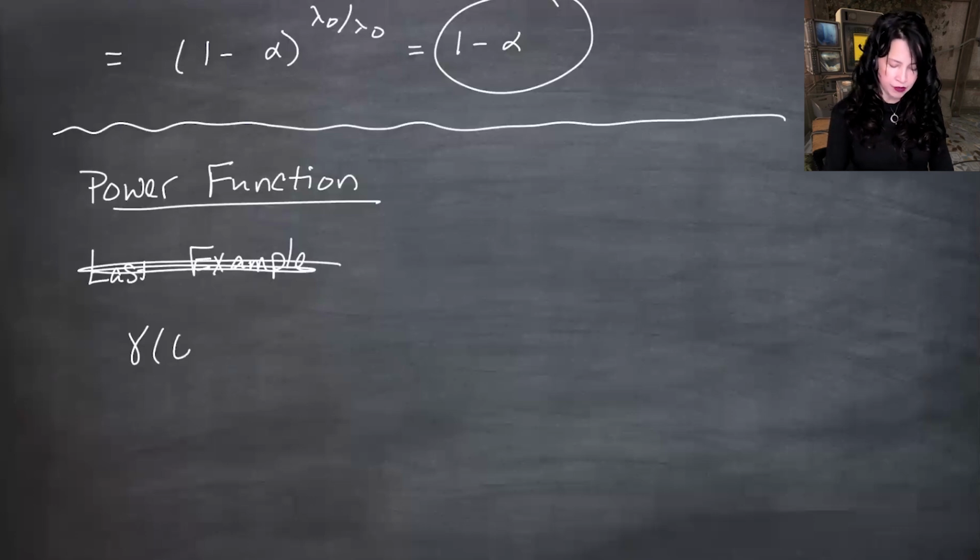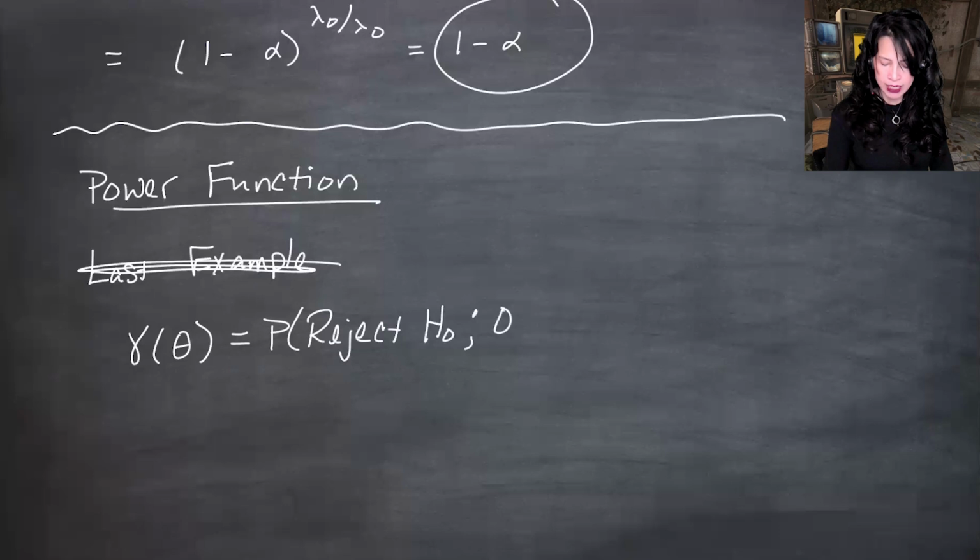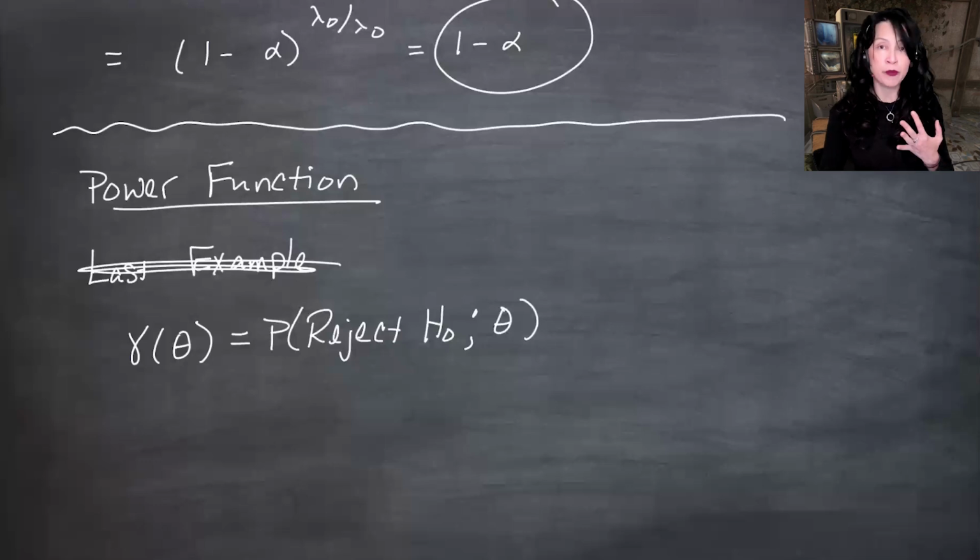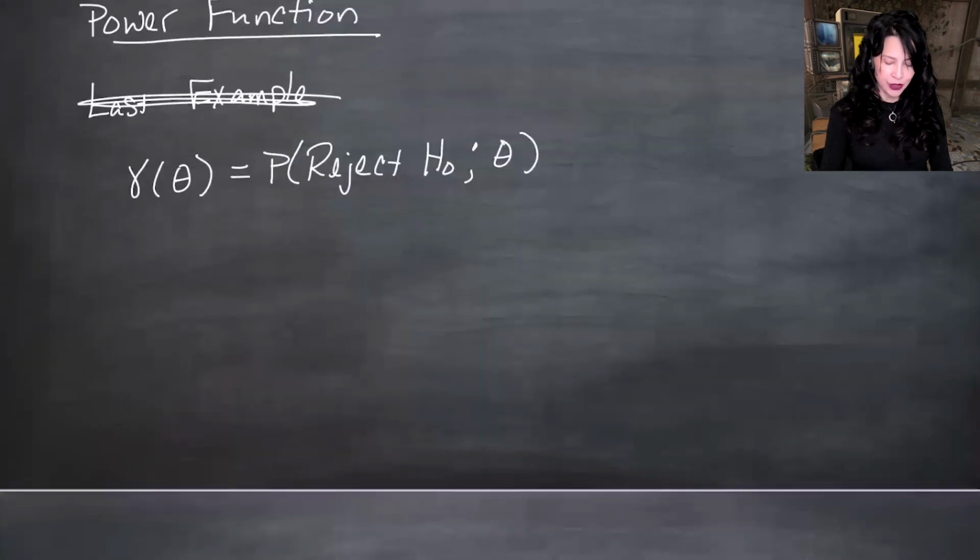It's going to be a function of the parameter theta, and this is the probability you reject the null hypothesis when the parameter is theta. And theta could be from the null hypothesis, it could be from the alternative hypothesis, it could be anywhere in the parameter space. So it's a variable. This is a function of theta. The power of the test is a number. The power function is a function of theta. And so let's look at this in the last example.